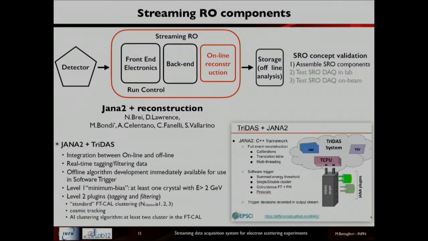And then we use as the online reconstruction, merged together with the TRIDAS, JANA2. This is a C++ framework where you can implement your sophisticated algorithms. For instance, in a specific case, we did our clustering to reconstruct the electromagnetic shower, or you can also use machine learning to do it in a more clever way, just to prove that in principle you have access to the entire package of software that is easily used offline.